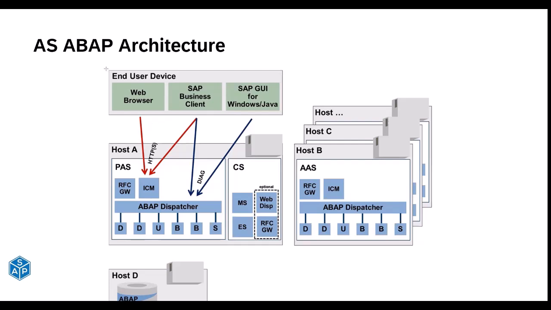So these are the different kinds of end user devices, the different kinds of traffic which are coming to your application server. So two types of traffic. One is your HTTP traffic and the other is your dialog traffic. The dialog traffic is directly addressed to your ABAP dispatcher. The GUI is through this dialog traffic, so dialog traffic also directly comes to your ABAP dispatcher.